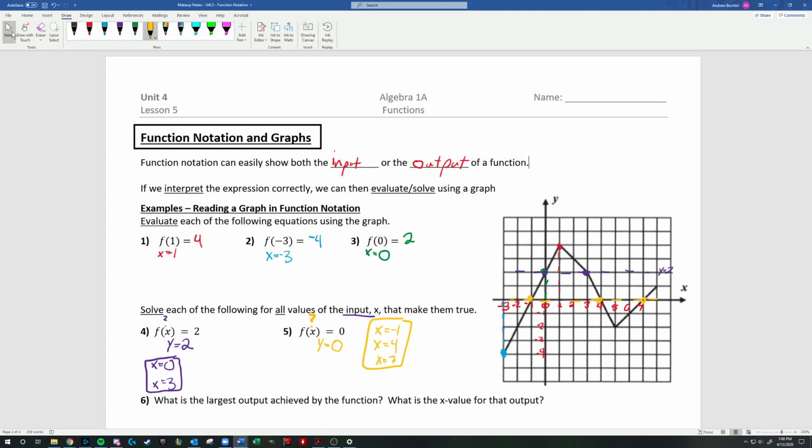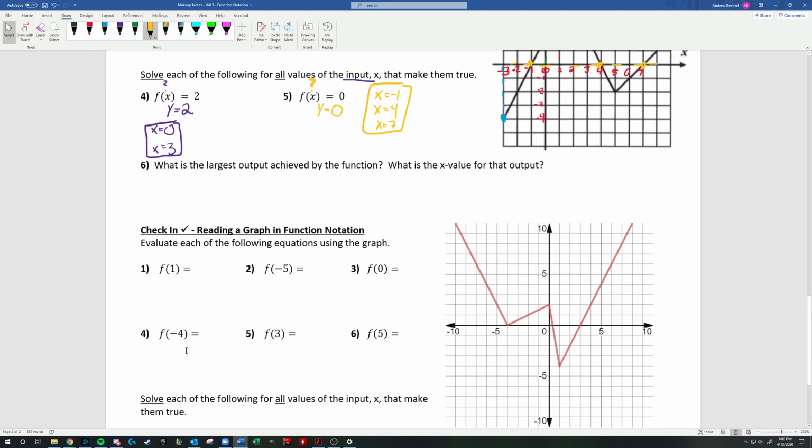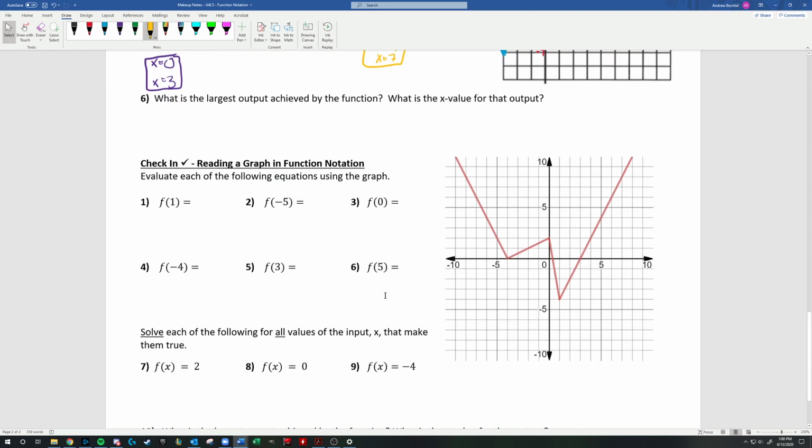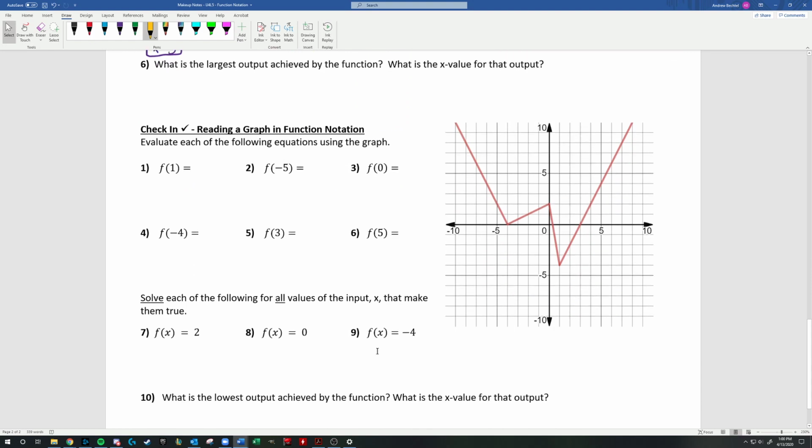This concept can be tricky. I would tell you to focus more on evaluating with the graph, using an input to find its matching output, and not to focus as much on the solving portion. Now that I've done these examples, do the check-in down here. Again, when you finish, you can take a picture of that and email it to Mr. Bechtel, and he'll check your work.